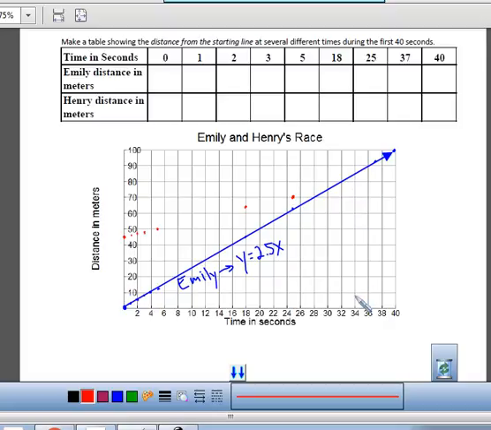37 seconds, we're at 82. So 37, go up to 82, which will be a little bit above 80. And then at 40 seconds, he's at 85. So right in between. Alright, again, we're going to use the straight line tool, use a ruler, start here, go to the end, make it as straight as possible.